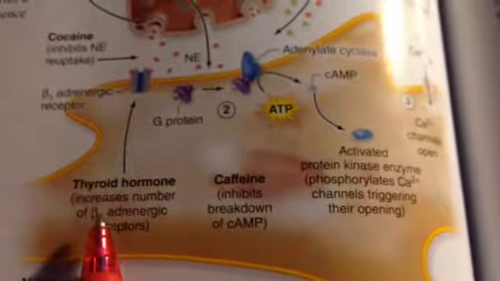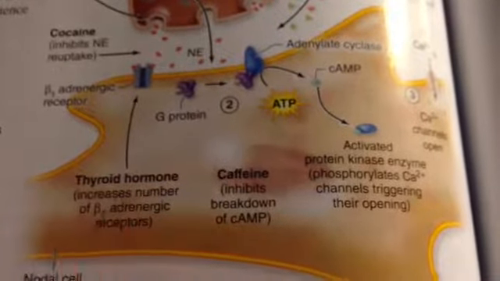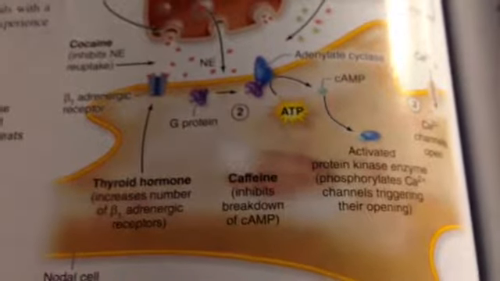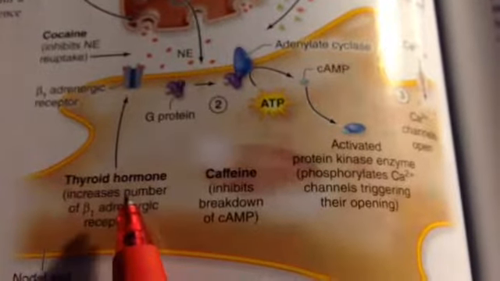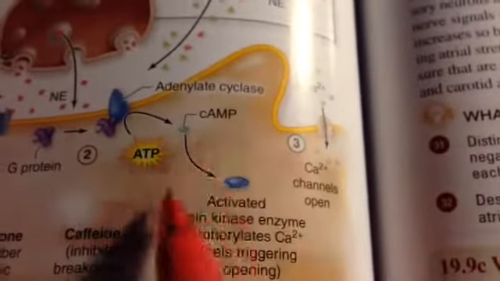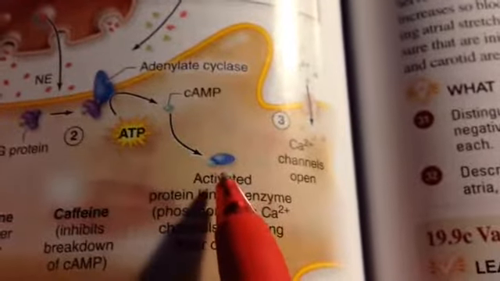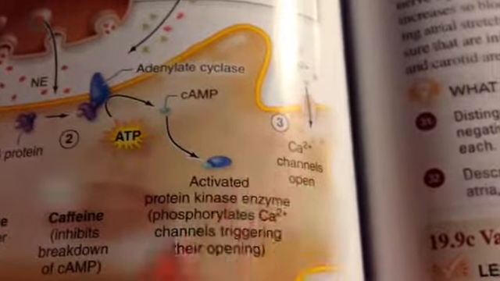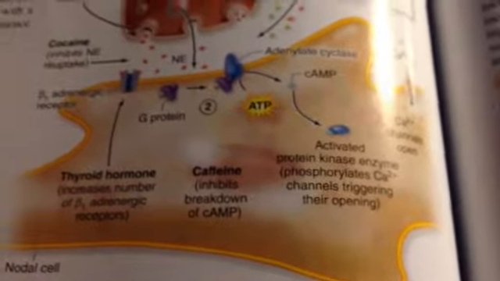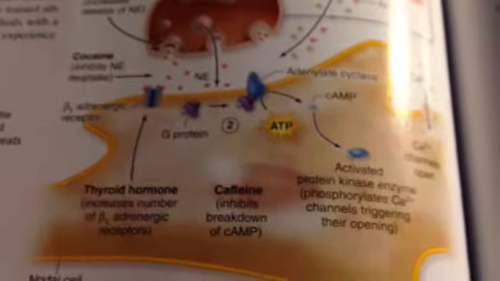So we saw norepinephrine and epinephrine. Thyroid hormone is going to help increase the number of receptors for norepinephrine, so it enhances norepinephrine. This will help speed the heart. Caffeine inhibits the breakdown of cyclic AMP, so it helps to keep this pathway going. So this is another positive chronotropic agent. This can speed your heart. I think we knew that. So some chemicals that can affect that.